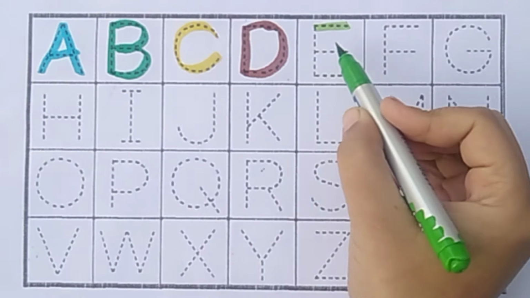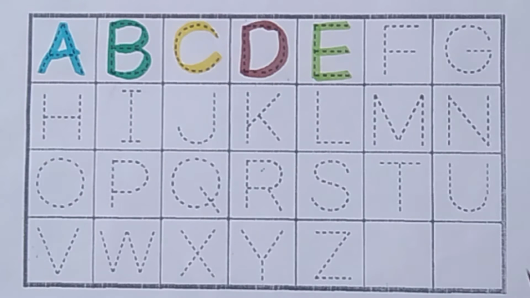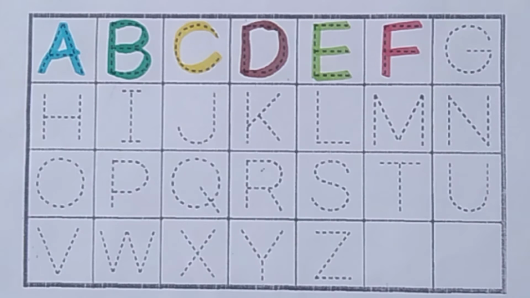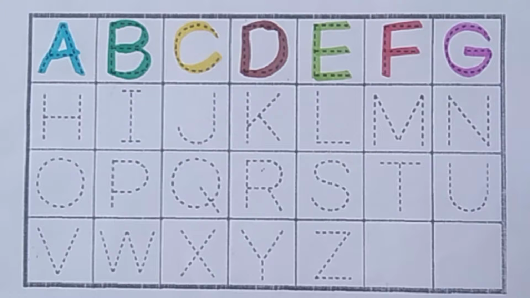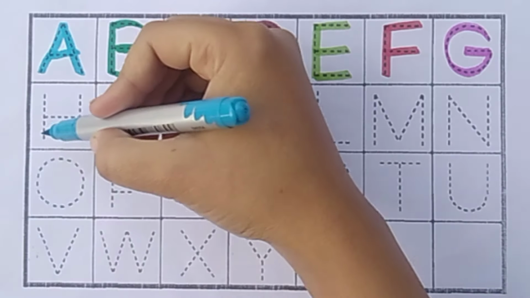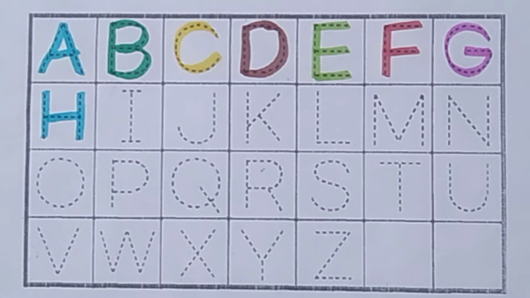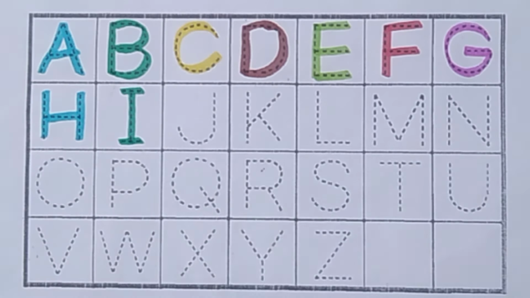Light green color, E for elephant. Red color, F for frog. Pink color, G for glass. H for hat. I for igloo.